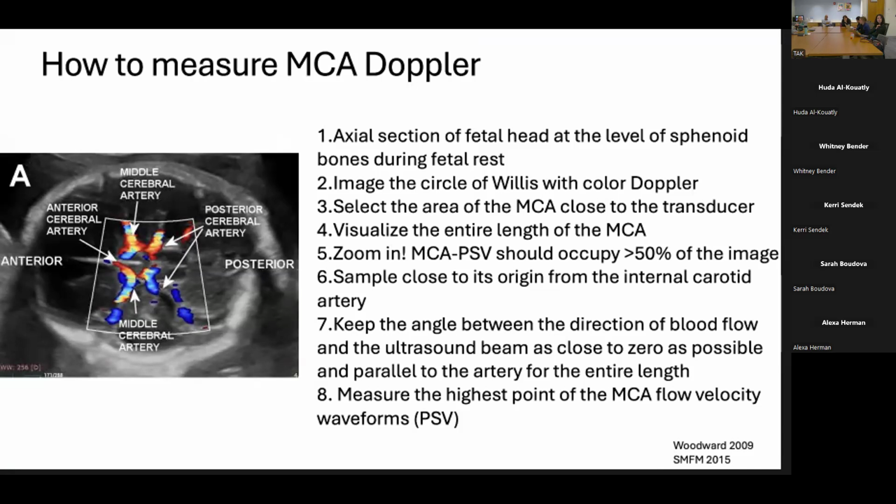And important to know that you're going to repeat this at least 3 times because the measurement isn't perfect and you're using your highest MCA PSV for your decision making. And we know that we see reduced velocity or falsely lower MCA PSVs if, one, the fetus is moving, or you measure at a more distal aspect of the MCA or where that angle is not 0.